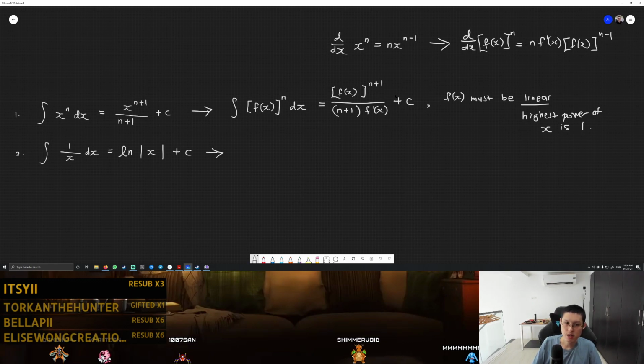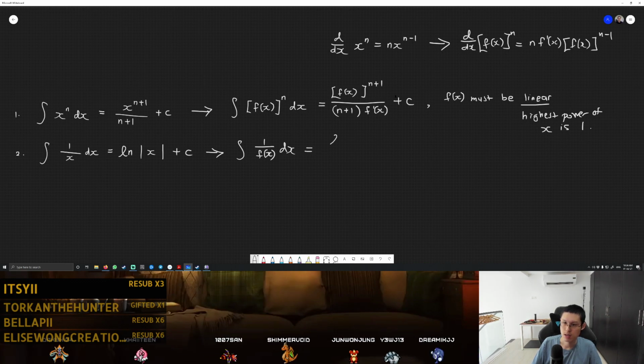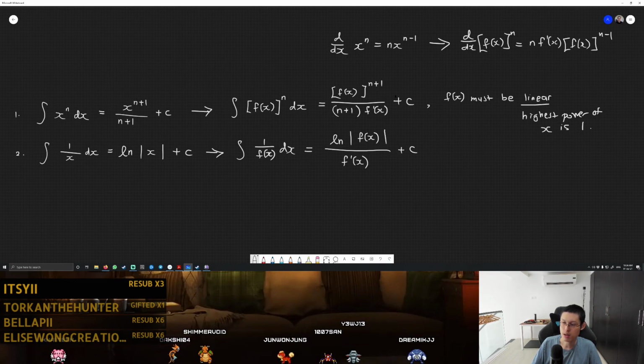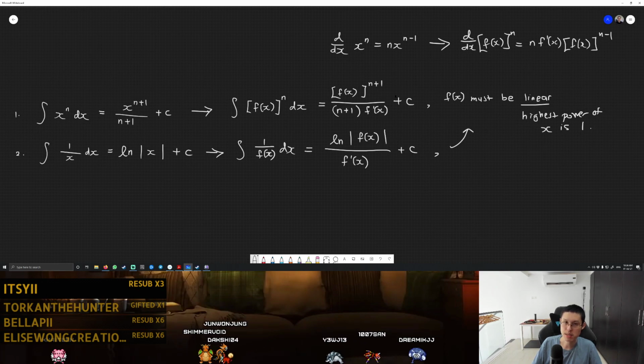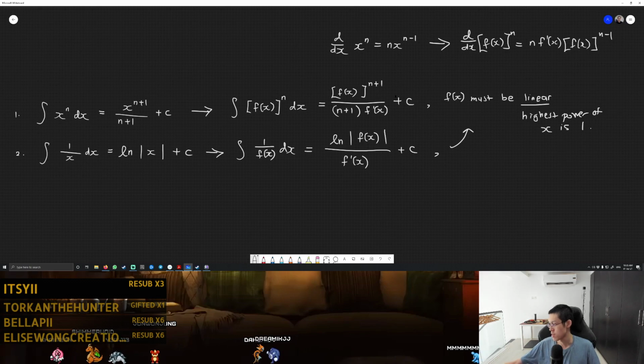Similarly, for this one here, if I replace this with a function f(x) and I integrate it, what I'm going to end up getting is ln of the modulus of f(x), and then I divide that by f'(x), plus c. But again, the condition is f(x) must be linear. If it's not linear, you cannot do this. Let me show you why it has to be linear.